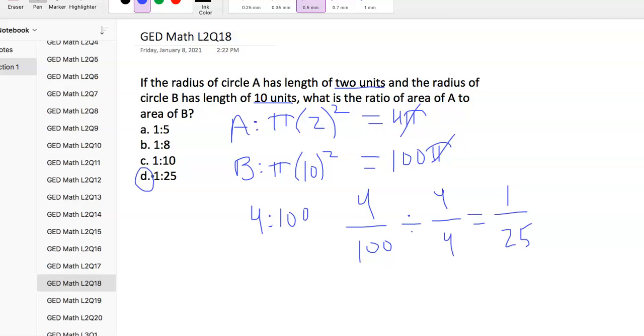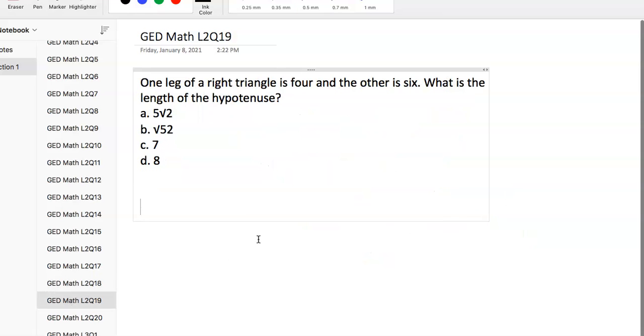So really not that complicated from a math standpoint, but they did make us have the ability to know how to compare ratios. And I had to solve for the area of 2 circles rather than 1. So of course there was a chance I might make a mistake with 2 more than with just 1. And then finally, we have Pythagorean theorem to close out level 2. So one leg of a right triangle is 4, the other is 6. What is the length of the hypotenuse?